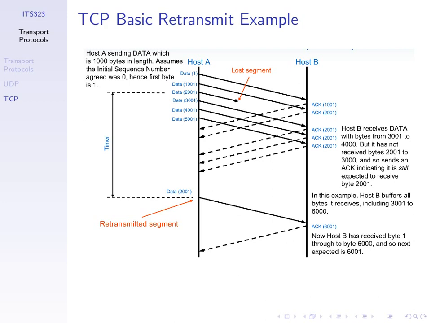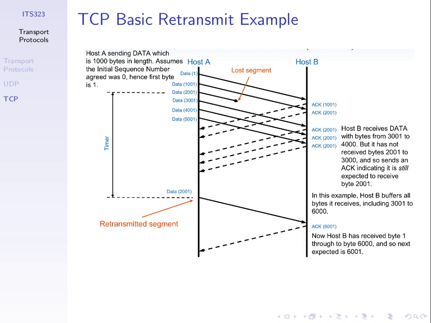B sent back ACK 1001 because it's received up to 1000. Then it receives the next 1000 bytes, so it's expecting 2001. It receives the fourth segment, but importantly, the receiver expects to receive the data in order. It's received up to 2000, but it's waiting for the segment with sequence number 2001. That didn't arrive because it was lost. So it sends back an ACK saying, I still want to receive 2001. I haven't received it yet.